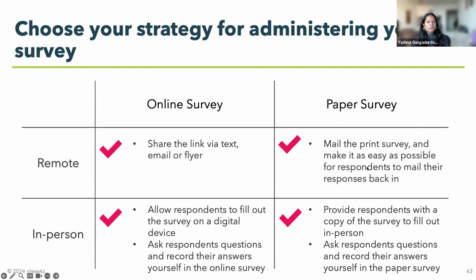For the paper survey, you can mail the print survey and make it as easy as possible for respondents to mail their responses back in. And then if you want to do it in person, you can provide respondents with a copy of the survey to fill out in person, obviously. And then similar to what we said for the online survey, you can also ask respondents questions in person and just record the answers yourself in the paper survey.